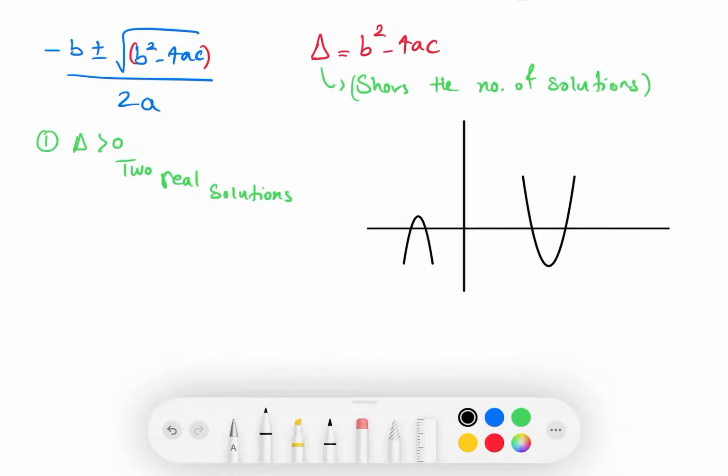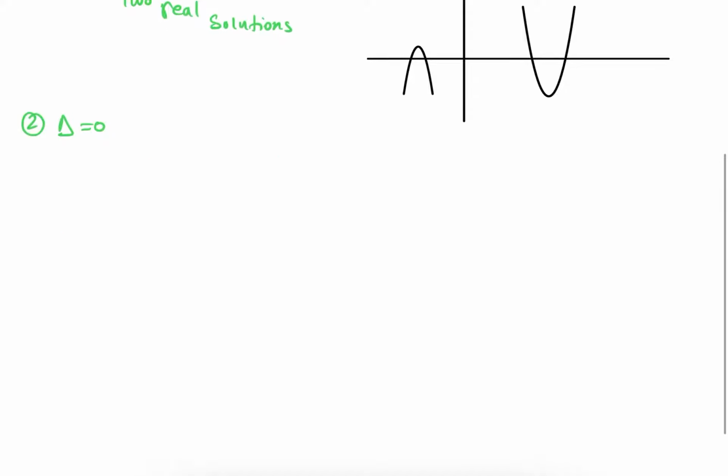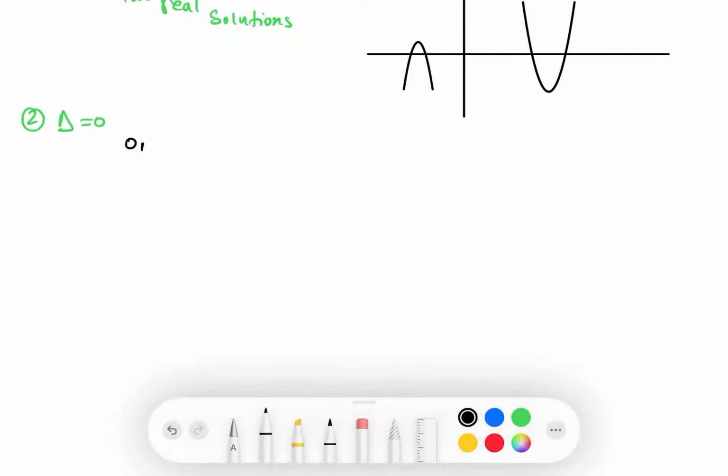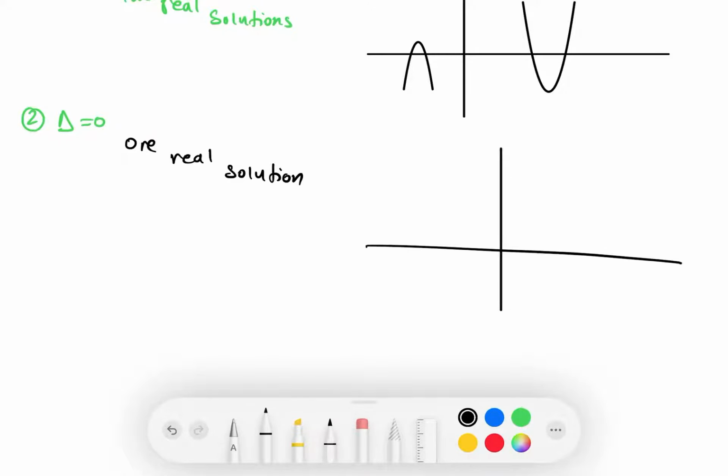In case 2, if delta is equal to 0, then you will have only one real solution. And in that case, your graph will hit the x-axis just barely, like this. So it will hit it at just 1 point on the x-axis, which shows that you have one real solution.